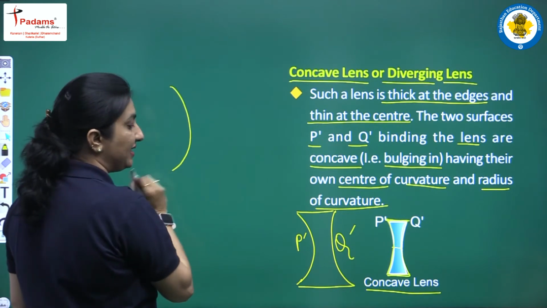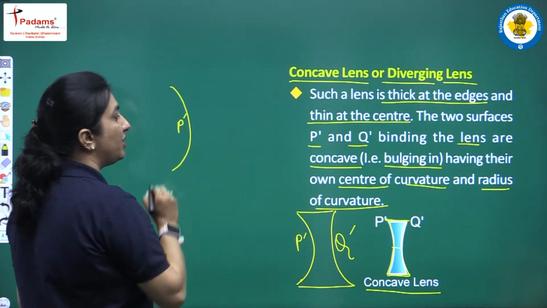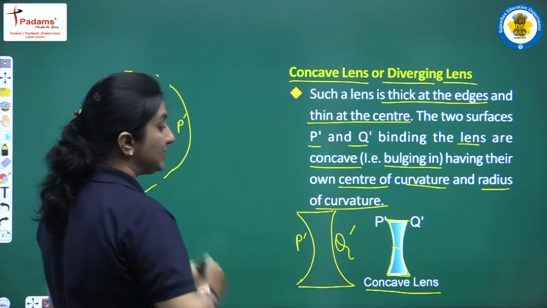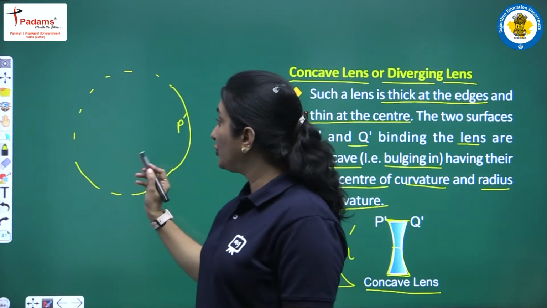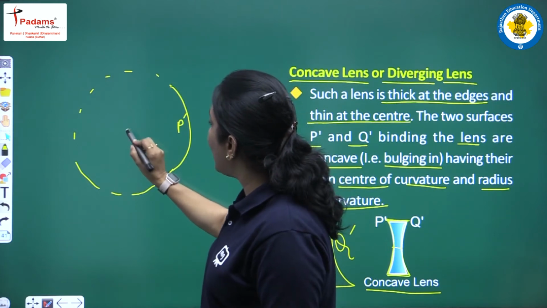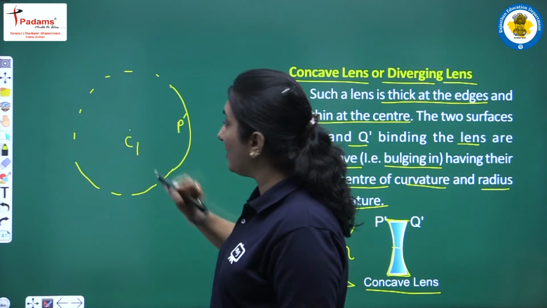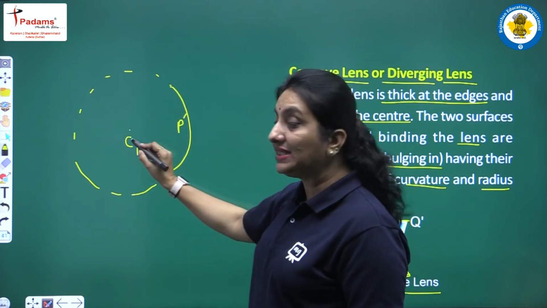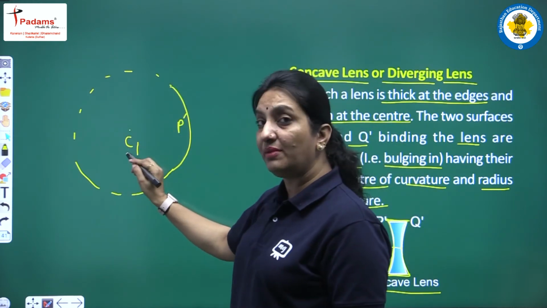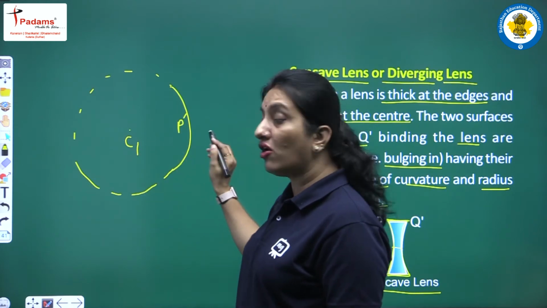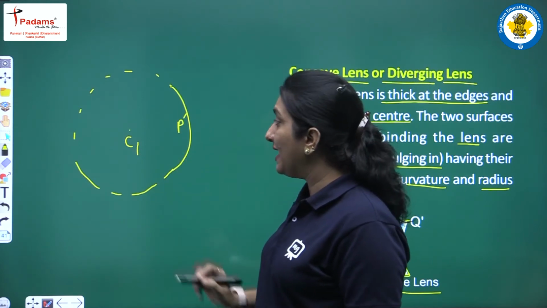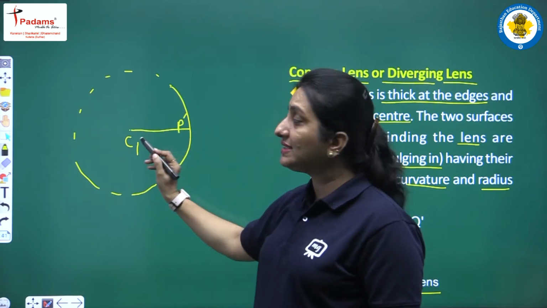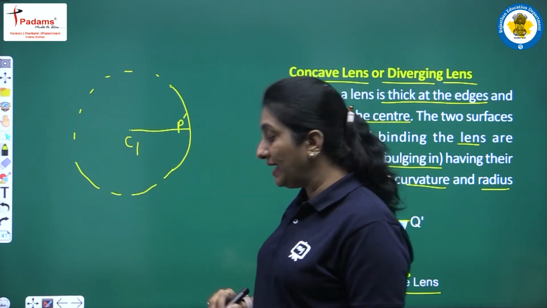We have, say, this surface which is denoted by P dash. Now P dash is a part of a hollow sphere having a center at, say, C1. So C1 will be the center of curvature for this surface P dash, and the radius of curvature will be the line joining C1 to the surface P dash.